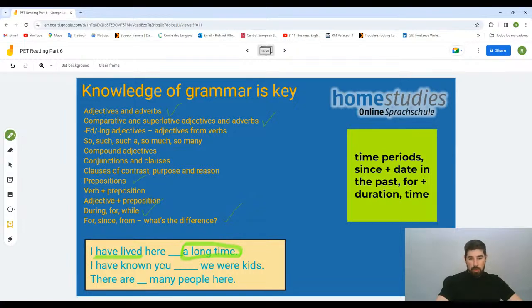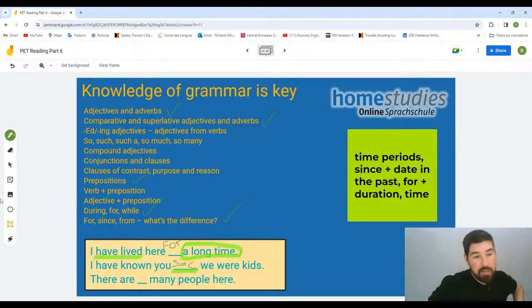And with this, we can think about this gap as well. I've known you, we were kids. Any takers? Right, let's help you out, guys. Okay, so this one is going to be for. Yeah, I've lived here for a long time. As I said, we always use for with duration or time. And then I've known you, we were kids. Since we were kids, this is a point in the past. Yeah. Since.